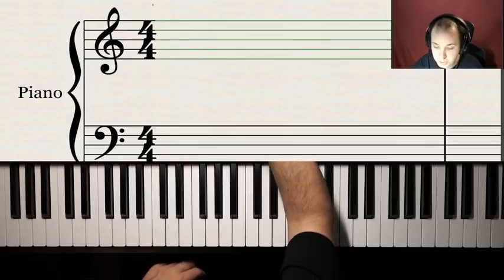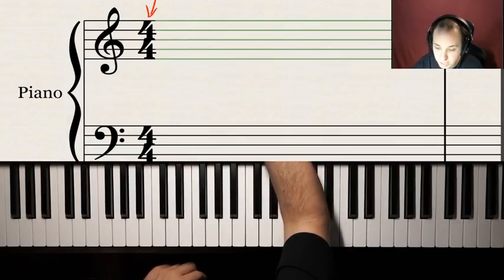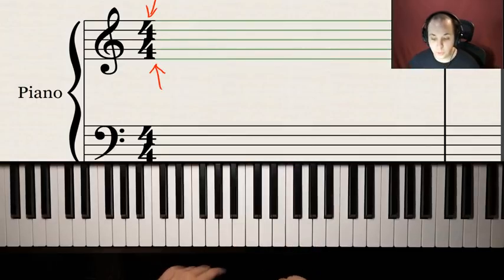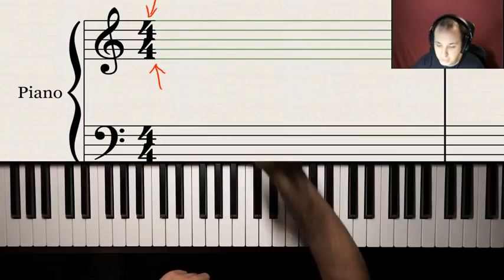And what it tells you is the top number tells you how many beats in a measure, and the bottom number tells you which note gets 1 beat. So it ends in a 4, so what note gets 1 beat? What does that tell us? Well, think about it this way.